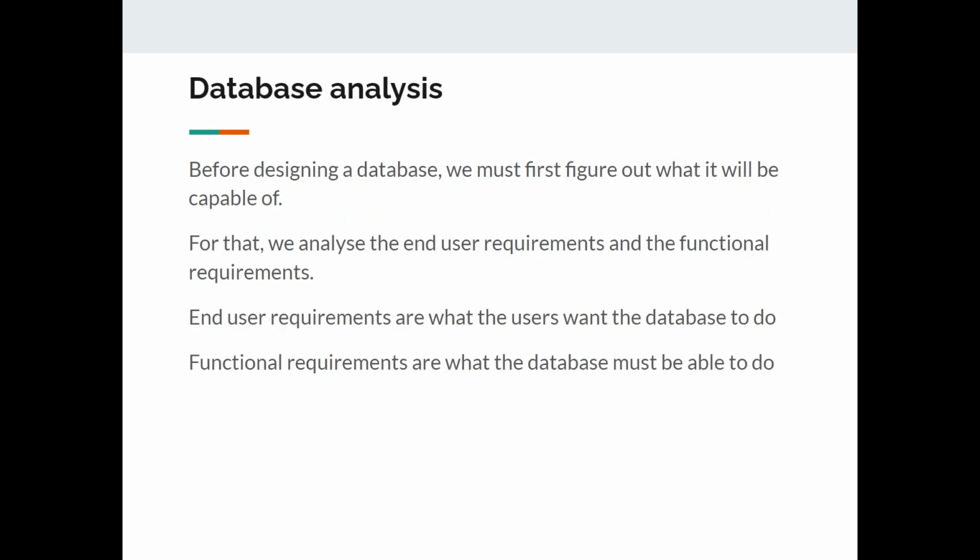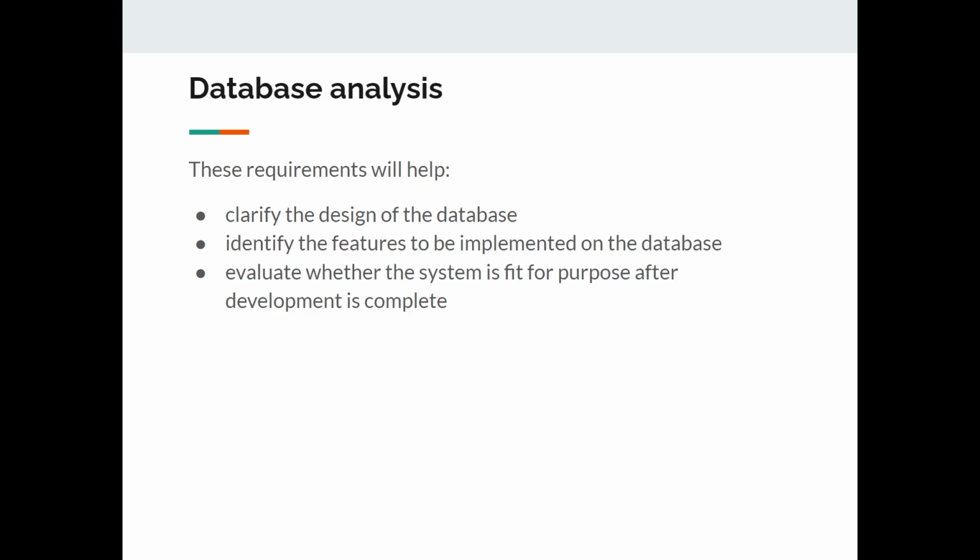And you'll remember that before designing a database, you have to figure out what it should be capable of. And there's two things we need to figure out. What should the users be able to do with the database? What should the database do and be able to do? These are known as end user requirements and functional requirements. And the whole point of figuring this out, well, it helps clarify the design. It makes it a lot easier to design the database. It helps you identify the features that you need to implement. And later on, you can figure out whether you've been successful by evaluating whether the system you create is fit for purpose.